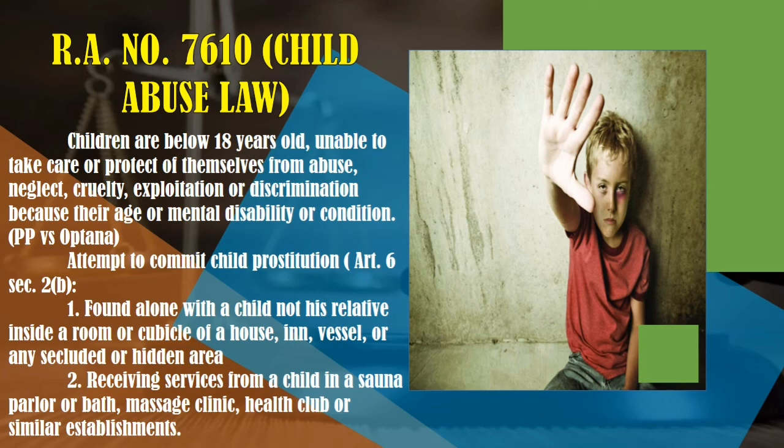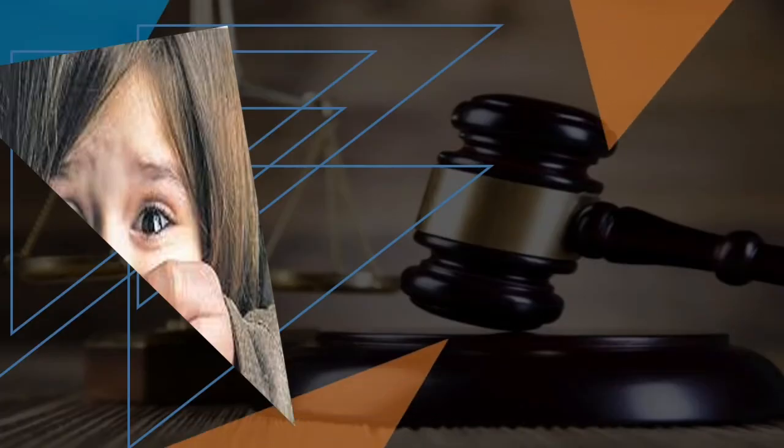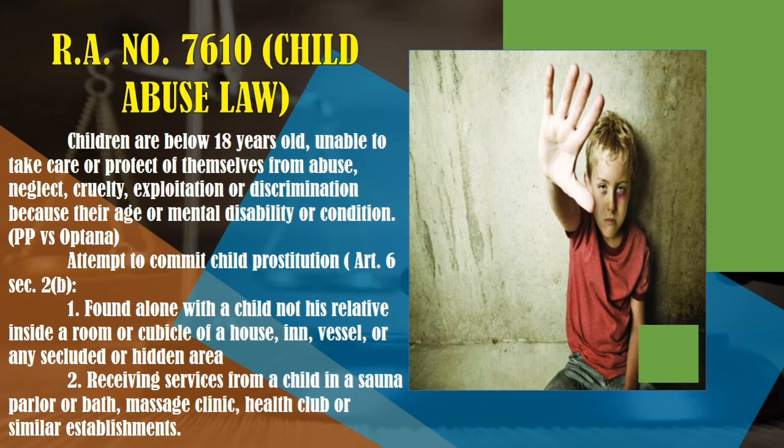Another is the attempt to commit child prostitution, as under Article 6, Section 2, Paragraph B, that is, if one is found alone with a child, not his relative, inside a room or cubicle of a house, inn, vessel, or any secluded or hidden area. And two, receiving services from a child in a sauna parlor or bath, massage clinic, health club, or similar establishment.